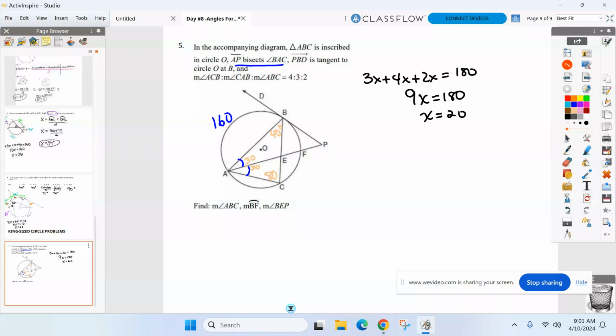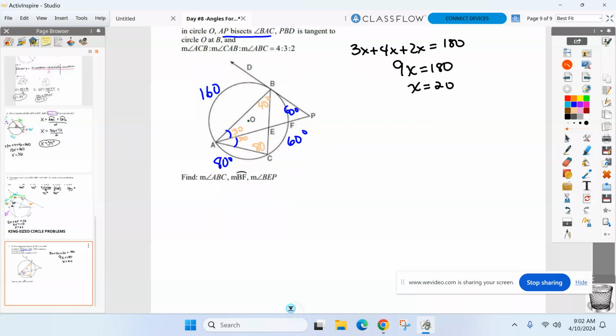How about arc AC? Arc AC is going to be 80. Double it. All right, now what about arc CF? Arc measure for CF, 60. And the same thing's going to go for BF because it's across from a 30-degree inscribed angle. All right. So we found every arc measure you can. Now, again, just watch how easy these problems become now.